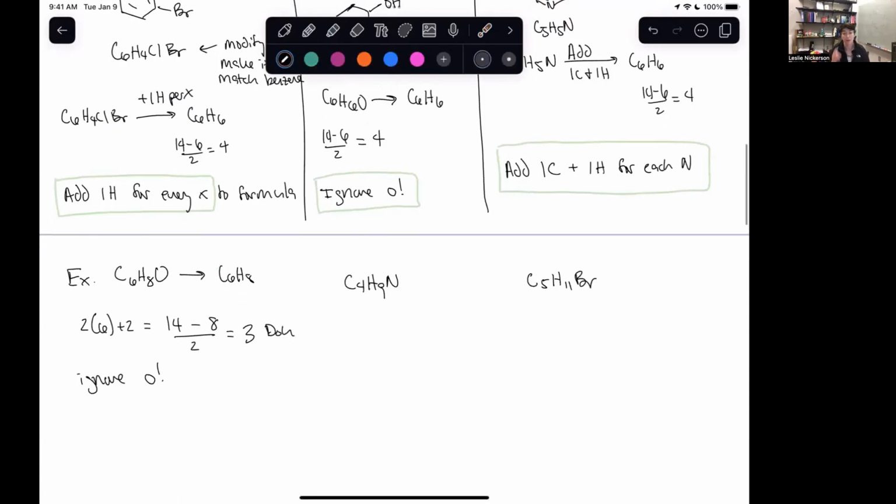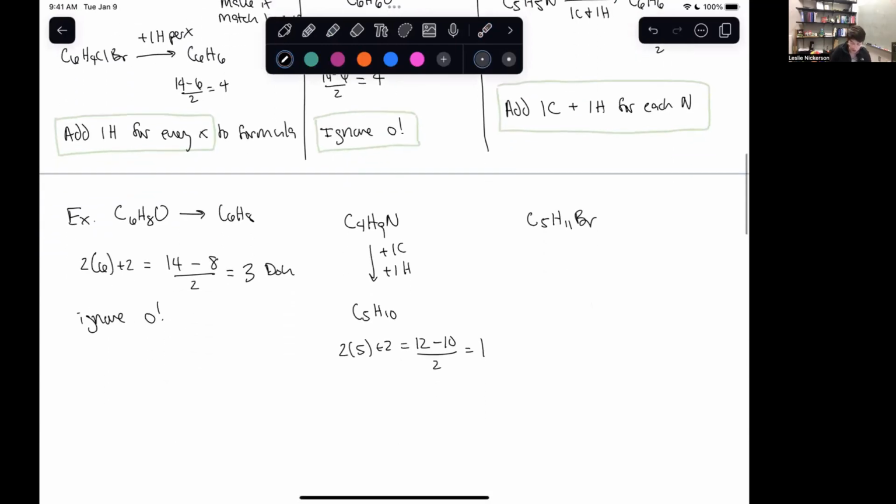All right, so if we've got C4H9N, we're going to go ahead and convert that. We're going to add 1 carbon and 1 hydrogen because I've got 1 nitrogen involved. So I'm going to calculate this as if it was C5H10. So now I can do 2 times 5 plus 2 equals 12. Subtract my actual and divide by 2. I'm going to have 1 degree of unsaturation to get me something of that formula to draw out.